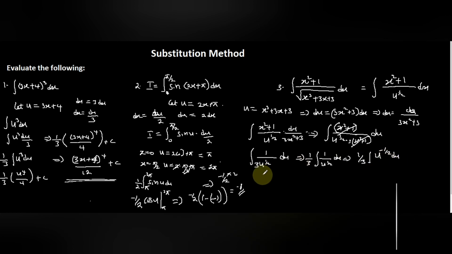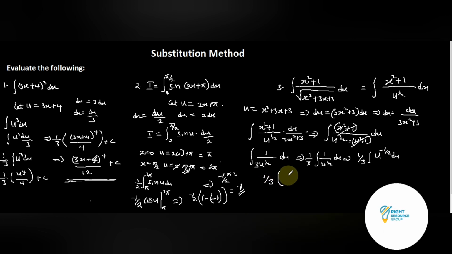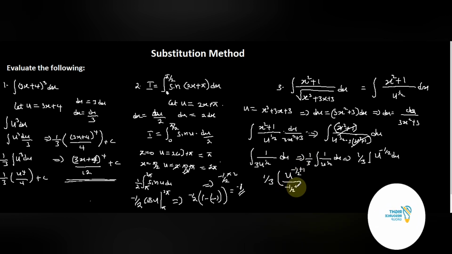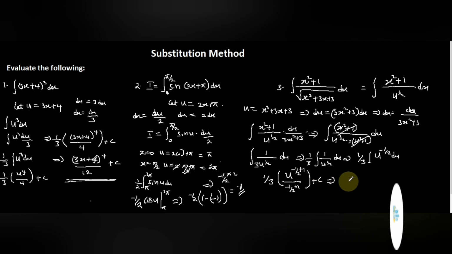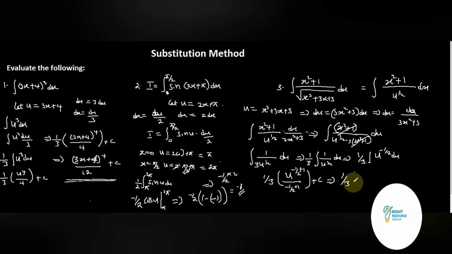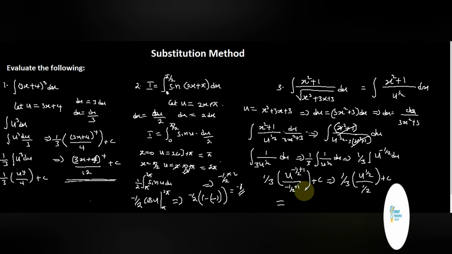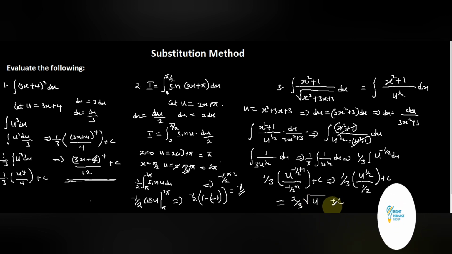So this becomes more easy now. You have 1 over 3 multiply u raised to the power of minus 1 over 2 plus 1 divided by minus 1 over 2 plus 1 plus c, and this will give you 1 over 3 multiplying u raised to the power of 1 over 2 divided by 1 over 2 plus c, and your final answer is going to be 2 over 3 square root of u plus c, and this is your integration of this.